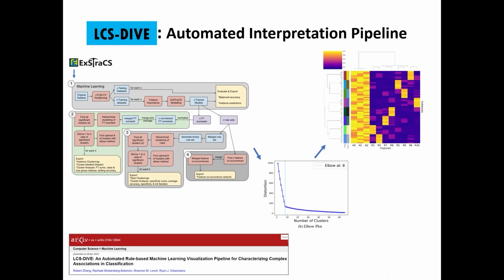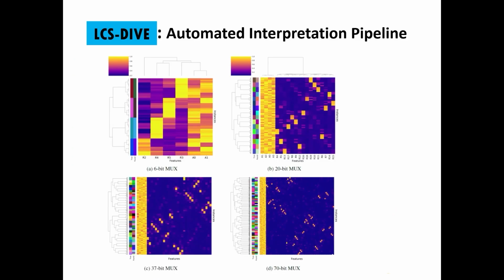help characterize heterogeneous subgroups. As an illustration of this pipeline in action, here we've run it on the 6-bit, 20-bit, 37-bit, and 70-bit multiplexer problems. You can see in these illustrations how the attribute tracking scores reveal the unique set of features that together allow the algorithm to make an accurate prediction of outcome. As we can see, the address bits are always important, but in different subgroups of instances, a different register bit is important. And this is true for all of these examples.